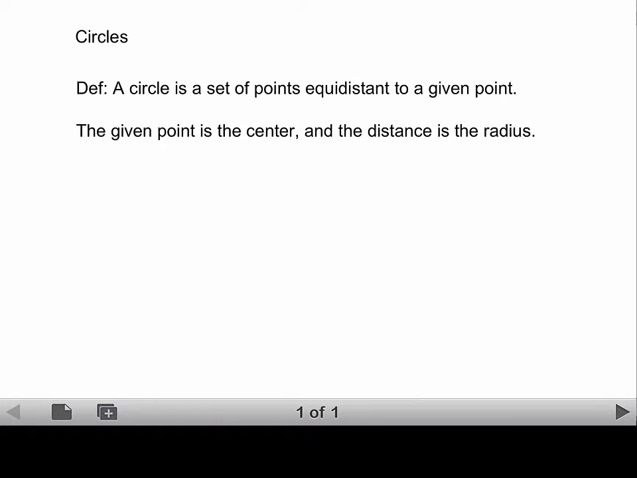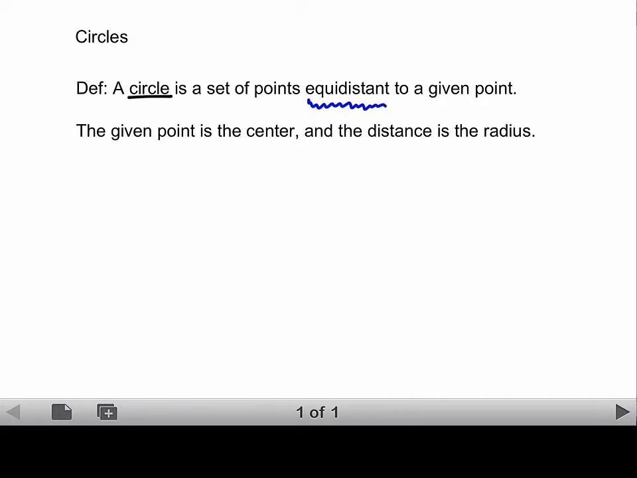In this session, we're going to explore circles. We'll start with the definition of a circle. A circle, which I'm going to underline because that's what I'm defining, is a set of points that are equidistant to a given point. The given point is the center, and the distance is the radius. As far as I'm concerned, that's the fullest definition of a circle we need.